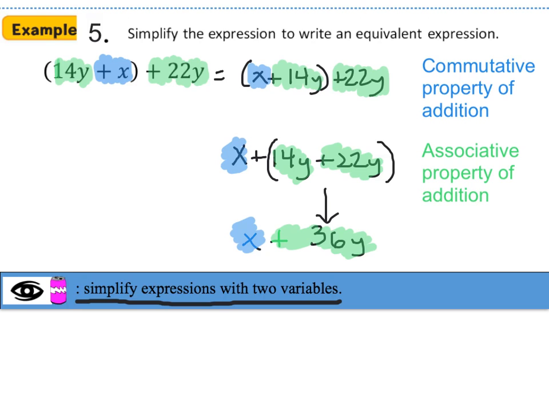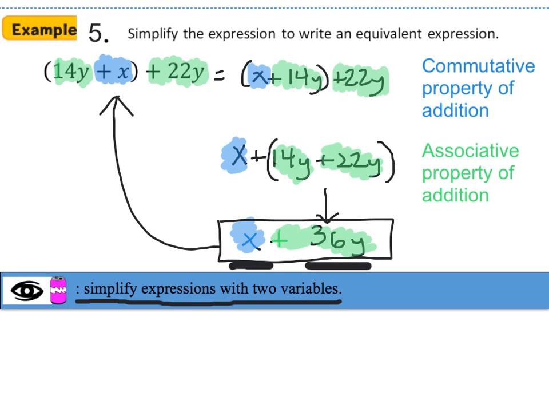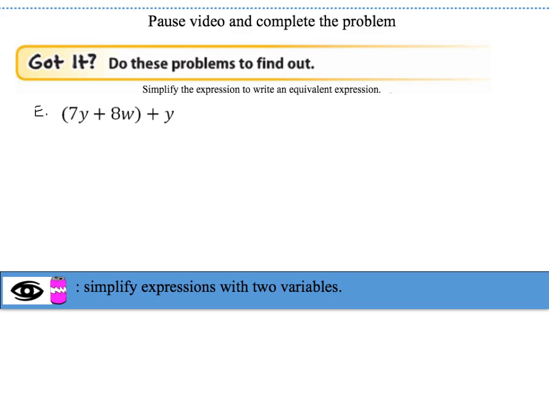And then we can drop down the x and the plus sign. And we can't combine further because this term has an x and this term has a y, so you can't combine them. But please know that x plus 36y is equal to the original problem that we came up with. Those are equivalent expressions. They just look different. So pause the video and complete the got it problem, and we'll discuss this answer in class tomorrow.